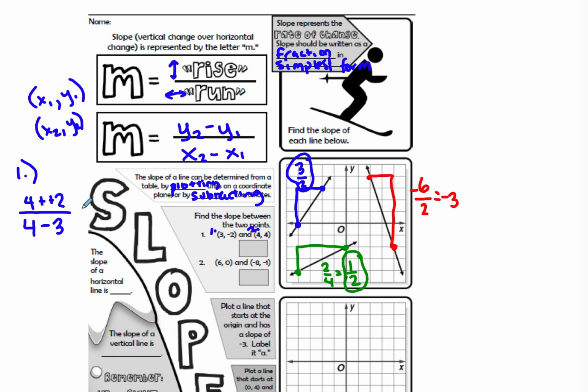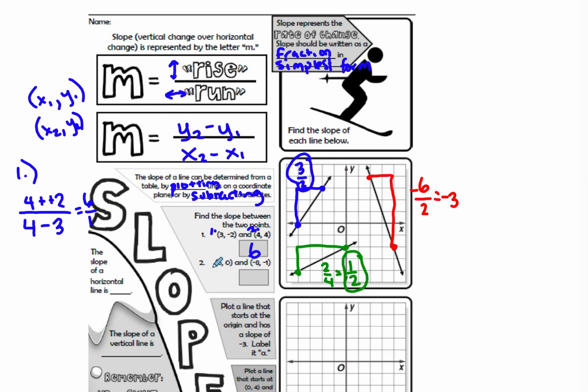Boom, change to addition. Boom, change the sign. 4 plus 2 is 6. 4 minus 3 is 1. So my slope here is going to be 6. It can be a whole number. It can be an improper fraction. It cannot be a mixed number unless it's a story problem.